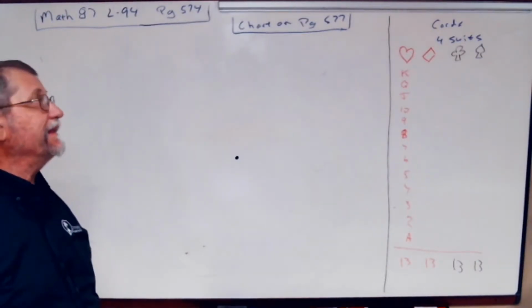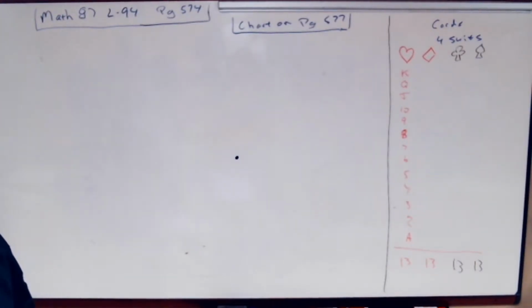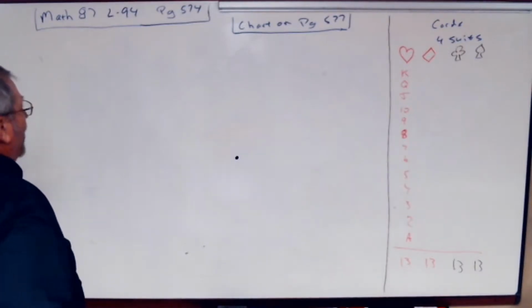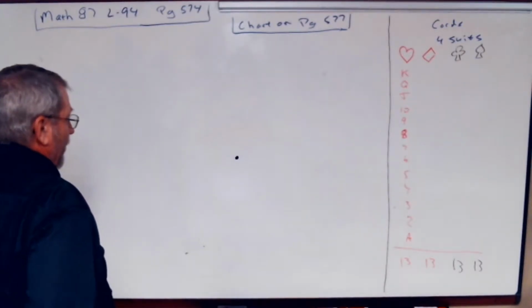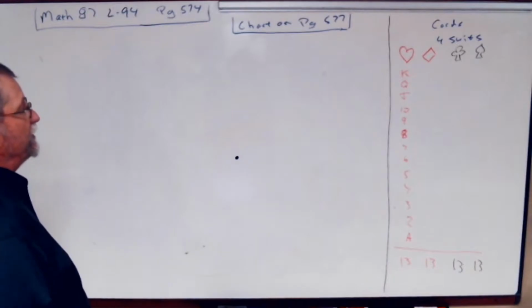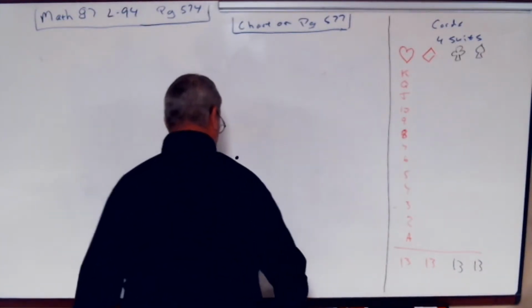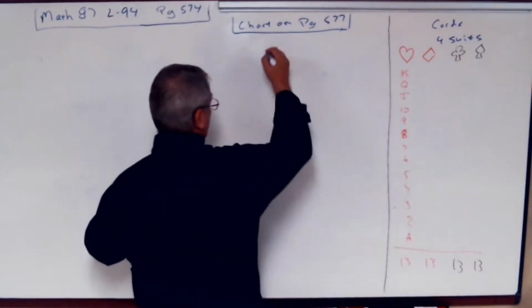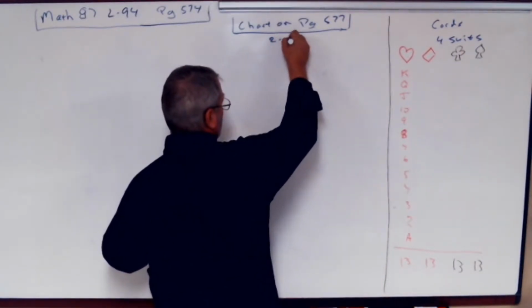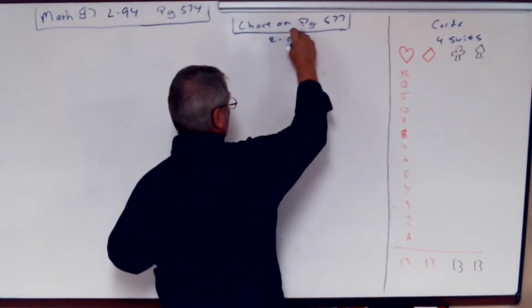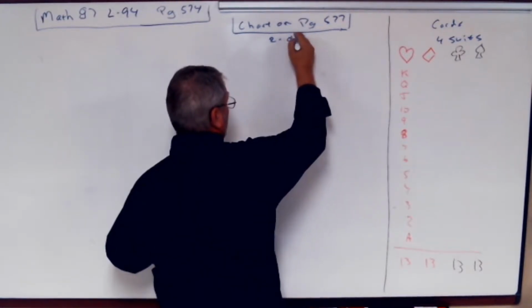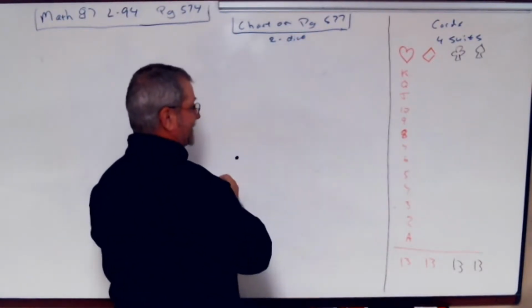All right, Math 87, Lesson 94, page 574. This is absolutely critical that you be looking at this. There's a chart here on page 577 for 2 dice. We'll talk about that in just a little bit. I do not expect you to memorize that.